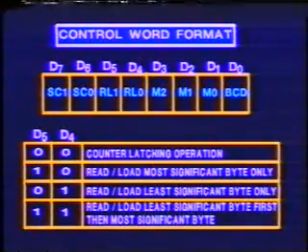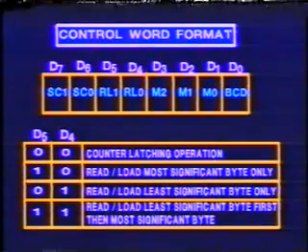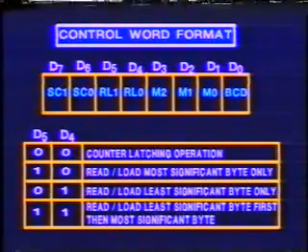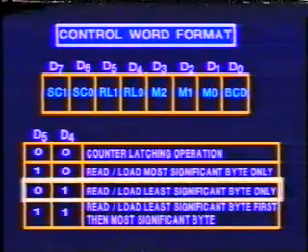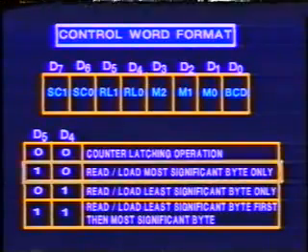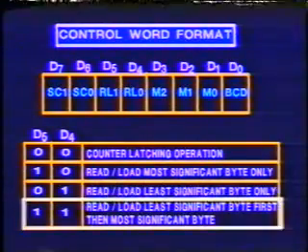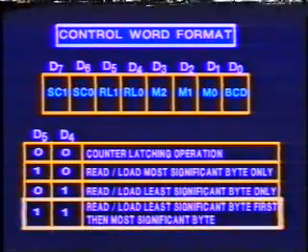The D5 and D4 bits select either reading or loading the count value. When both are 0, reading of the count value is enabled. When D4 alone is 1, the lower byte of the count value alone is to be loaded. When D5 alone is 1, the higher byte of the count value is to be loaded. When D5 and D4 are both 1, the lower byte is loaded first, followed by the higher byte.